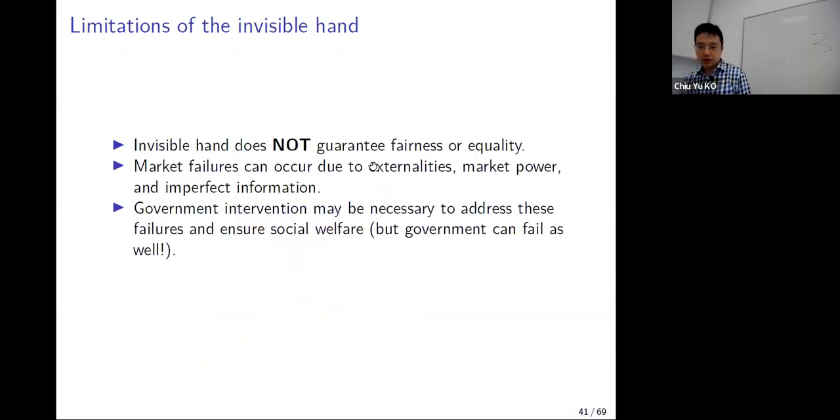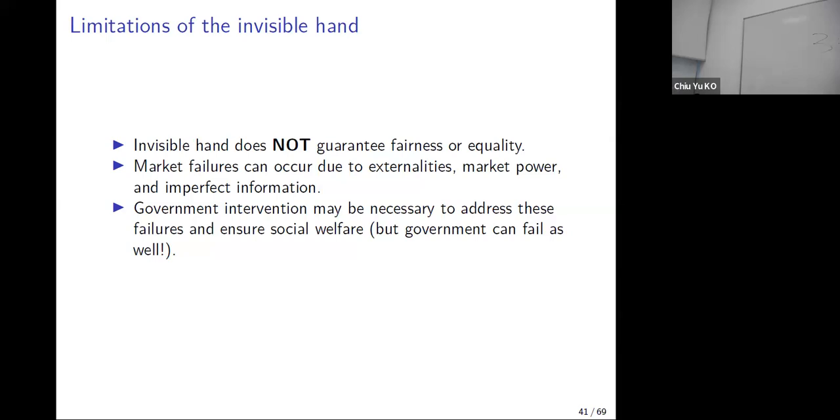Okay? So, of course, we say so many good things about the market. There must be some problem with the market, or something that is not perfect. The first is, it's not fair. It need not be fair, it need not be equal, because later you will see, maybe people are not born equal. Some people inherit a lot of money from their parents or great grandparents, then they don't need to work. That is not fair, and also the market can fail with externality, market power, and imperfect information, which we will talk about in part two of our class.